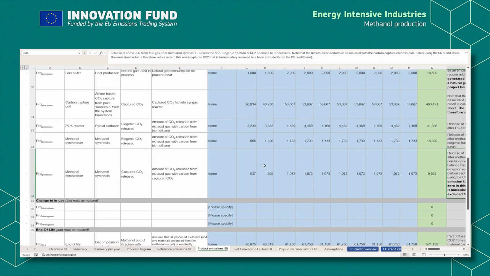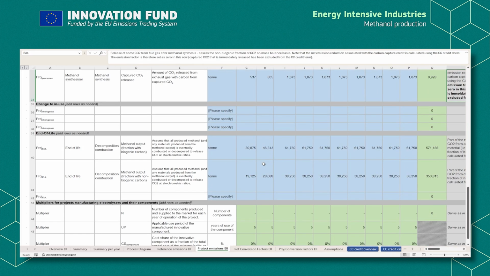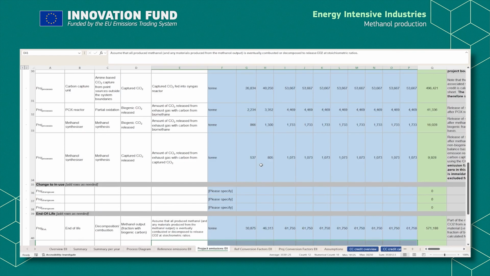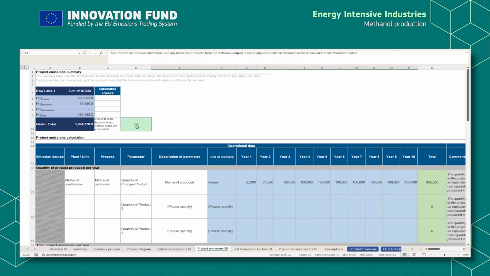The only other section where we have filled in data is the end of life section. As with the vented CO2 from the methanol synthesis unit, the end-of-life CO2 is divided into biogenic and non-biogenic fractions based on the number of carbon atoms entering the system. For this project, we are not entering anything into the change in-use emissions section. If we go back to the top of the tab, we can see that the summary table for process emissions is now evaluated. We have positive emission terms under Inputs, Processes, and End of Life.